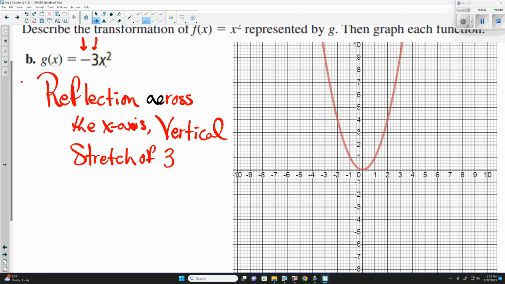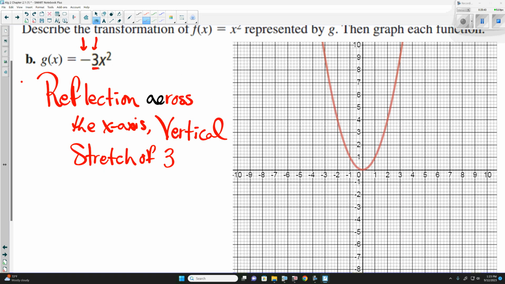Questions on this here? Because the value of a is what? Greater than 1 or between 0 and 1? So it is a stretch. The negative is purely attached to reflection.